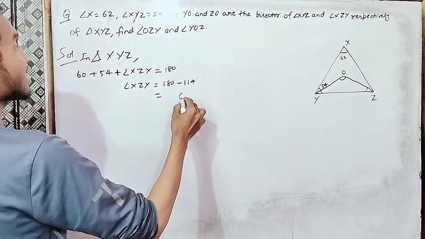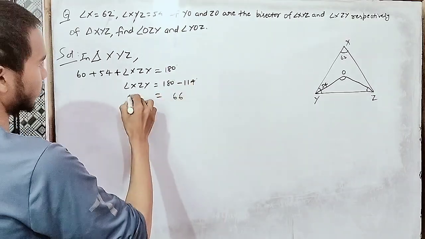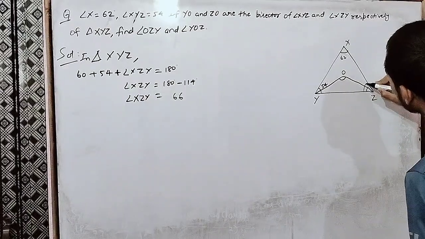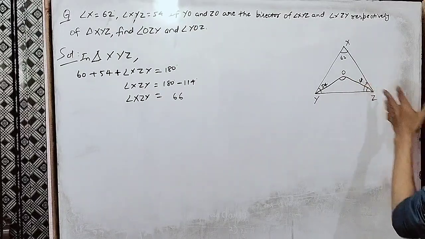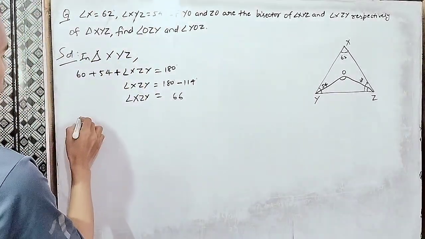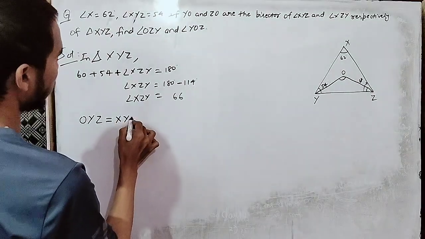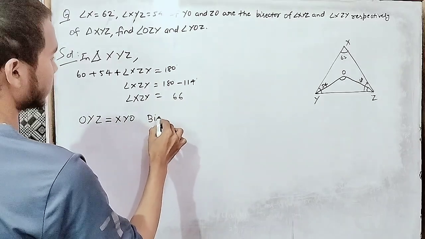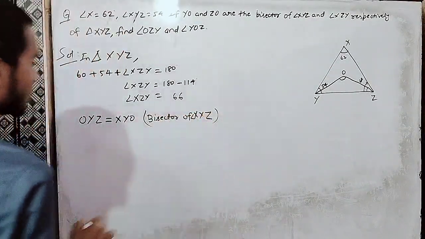From here to here is 66. Now, OZ is the bisector. OYZ is equal to XYO. The reason is that it is the bisector of angle XYZ.